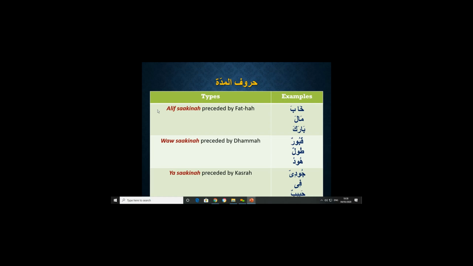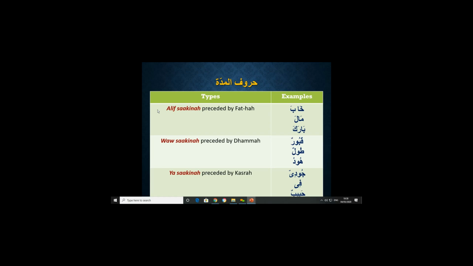The extra prolongation of alif after kha is alif sakina. It has a letter before it with fatha. Mala, likewise. Mala, alif sakina preceded by a letter with fatha on it. Baraka, alif sakina preceded by a ba with fatha on it. So these are alif sakina.